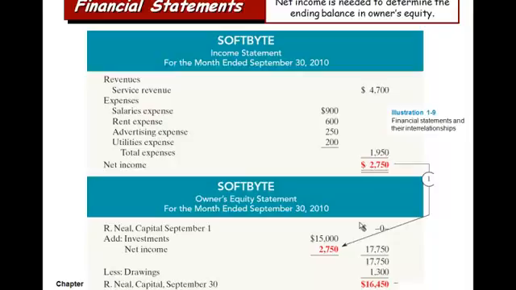We had investments of $15,000, and I believe that was the first transaction we went over. Net income is $2,750. Add both those together, $17,750. We had drawings of $1,300. I think that was the last transaction we had, and net result will be the capital balance at September 30th, which is $16,450.